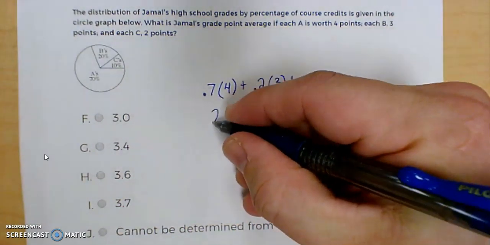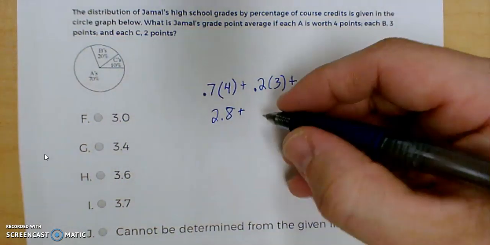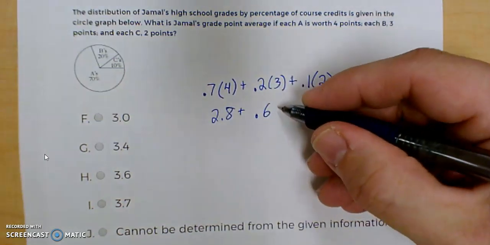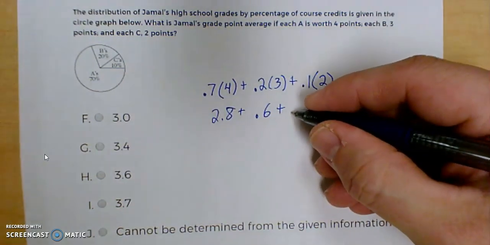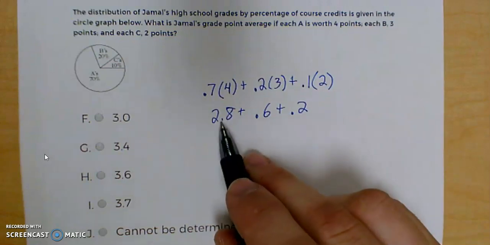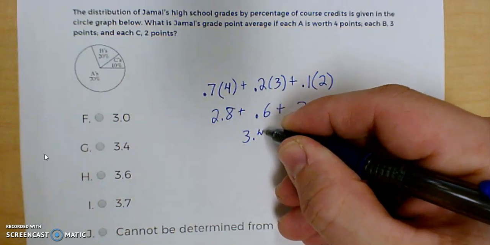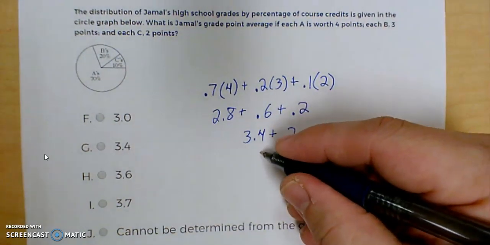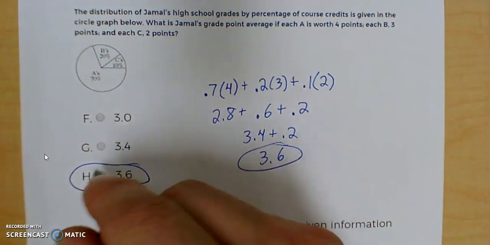0.7 times 4 would be 2.8. 0.2 times 3 would be 0.6. And 0.1 times 2 will be 0.2. And now we just have to add each of these. So 2.8 plus 0.6 would be 3.4. And 3.4 plus 0.2 is 3.6. So there's my answer, which is H.